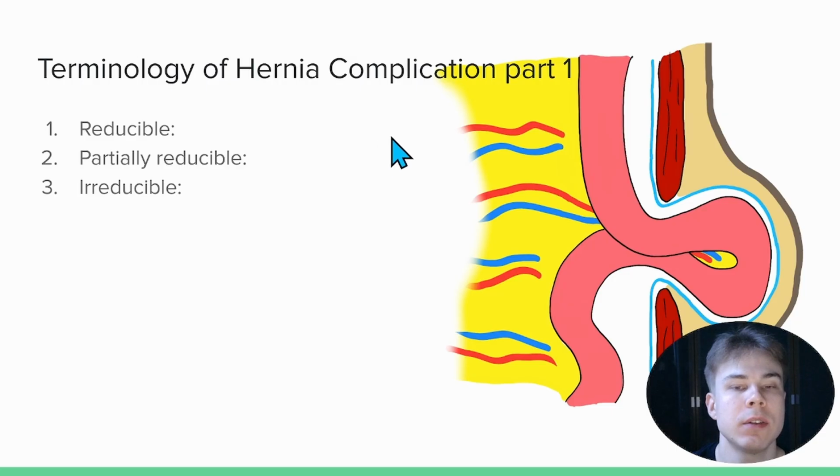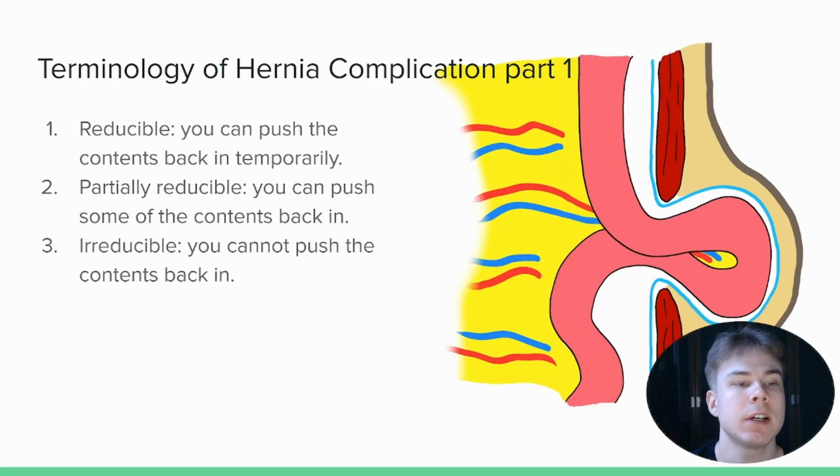Next, talking about the terminology that relates to hernial complications. So can you define reducible, partially reducible, and irreducible? Pause the video right now and attempt to define these. Okay, and now for the answer.